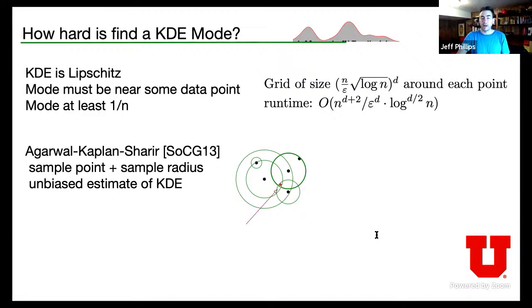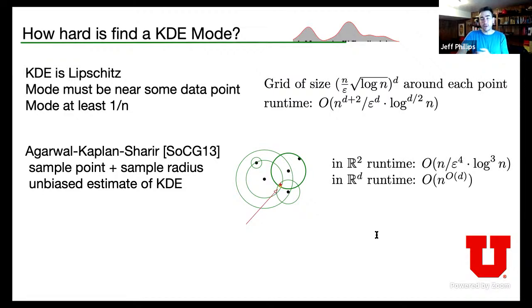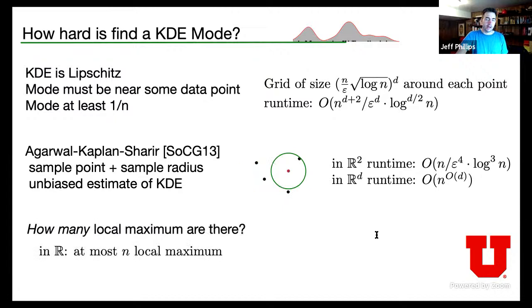And so then to approximate the maximum, I just have to find the point of the highest depth, the point that's in the most of these disks, right? And so in 2D, with this, you can get a runtime of n over epsilon to the fourth times log cubed n. But in higher dimensions, this goes up exponentially in D. So this doesn't scale well in higher dimensions, but it gives us an algorithm in low dimensions.